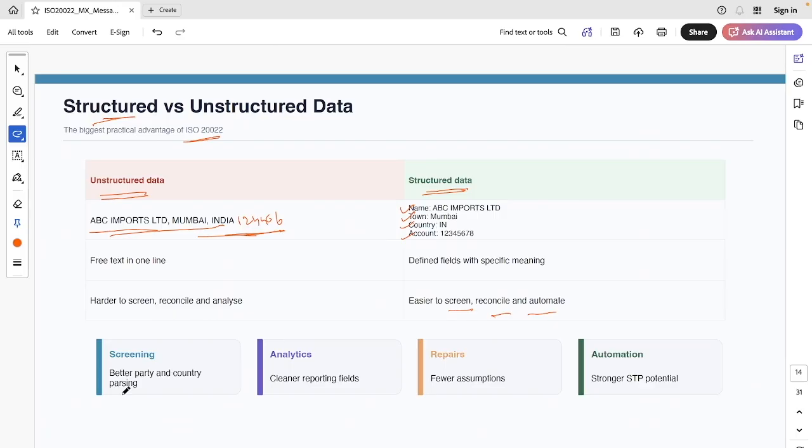STP means straight through processing potential. So structured data is not an IT decoration; it's a business benefit. It reduces the ambiguity, and in banking, ambiguity is very expensive.